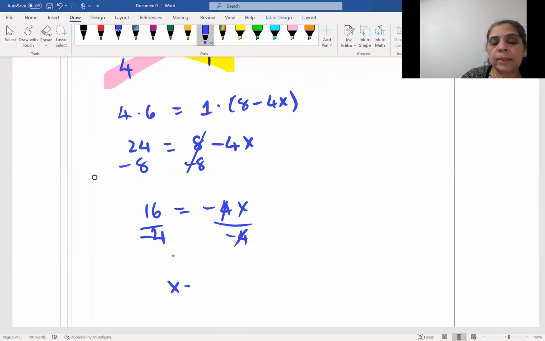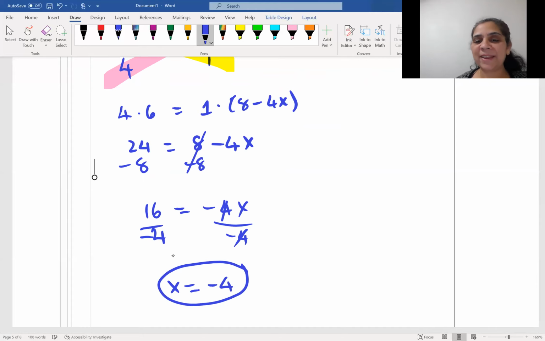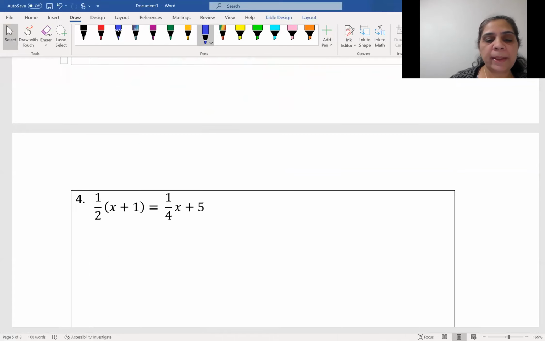So x is negative 4. Okay. Everyone is getting these rules. Which strategy you need to use? Let's see the other one. All right.